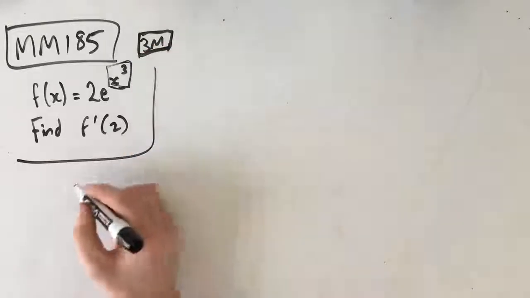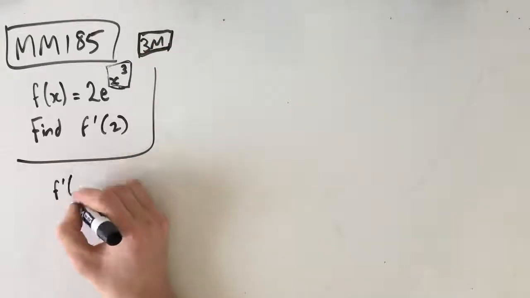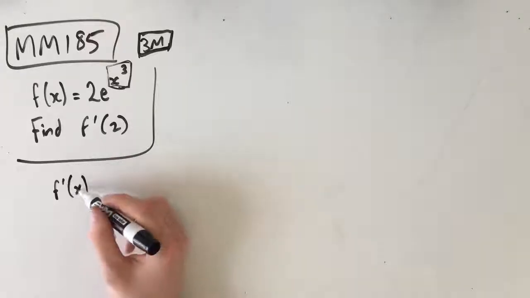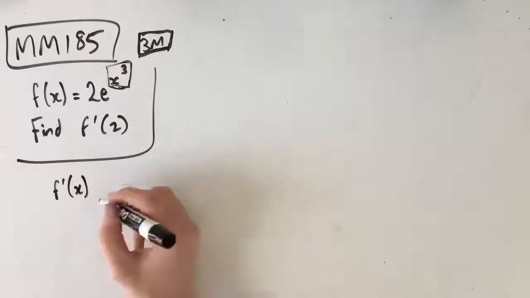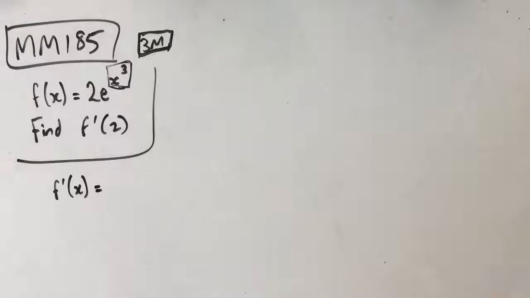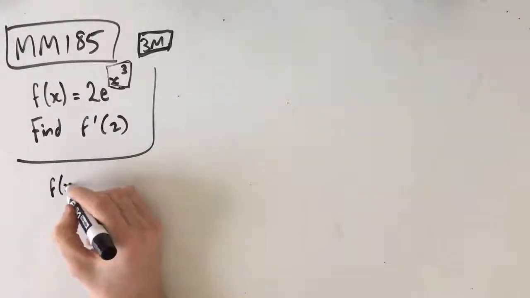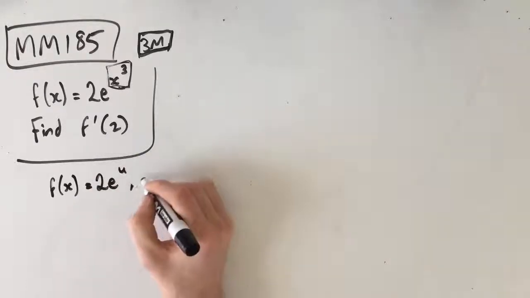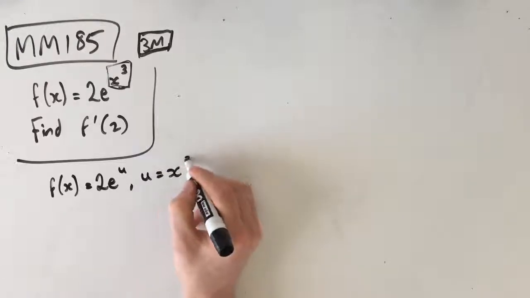So, as always, in order to find f dash of 2, first we need to find a rule for f dash of x, and then we can sub 2 in for that rule there. So if we're using the chain rule, actually, before we do that, we're going to rewrite f of x in terms of u. So f of x is equal to 2e to the u, where u is equal to x cubed, right?